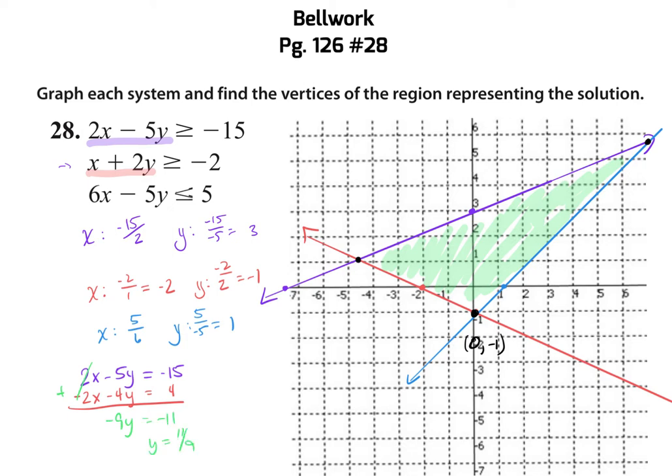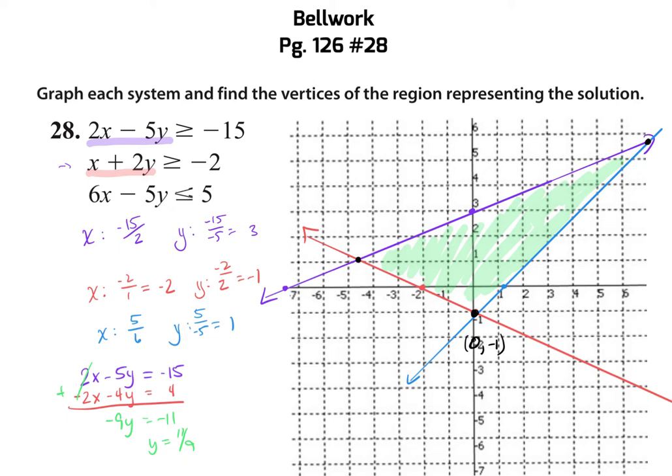So you can see why I would not be able to just figure that out, right? Because clearly it's a hideous fraction, right? 11 ninths is my y value here. So just a little bit above 1 is where it is. 1 and 2 ninths. Looking at it, I wouldn't be able to do that.